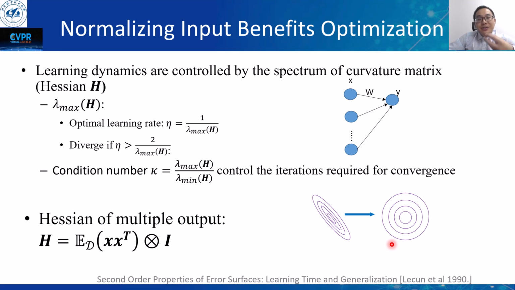In the previous results, we only discussed the output with one neuron. It is easy to extend to the output with multiple neurons, where the Hessian is represented as this formulation. Its shape is also controlled by the covariance matrix of the input.